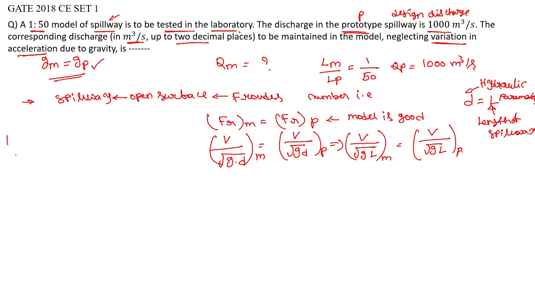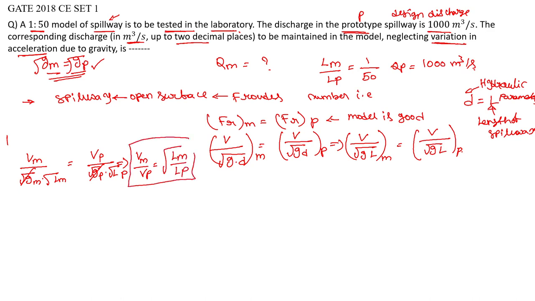Okay, so let's separate these terms. Vm divided by root Gm into root of Lm equals Vp divided by root Gp into root of Lp. See, in the question it is given that Gm and Gp are the same. If you apply square root on both sides, it will also be the same. So let's cancel these two. So what we got: Vm by Vp equals square root of Lm by Lp.